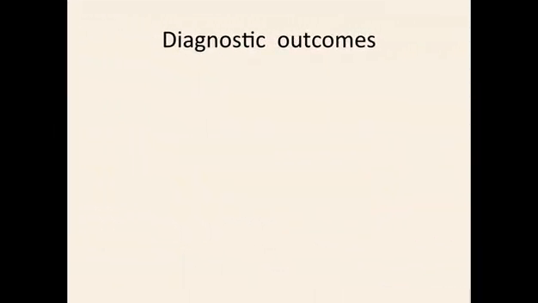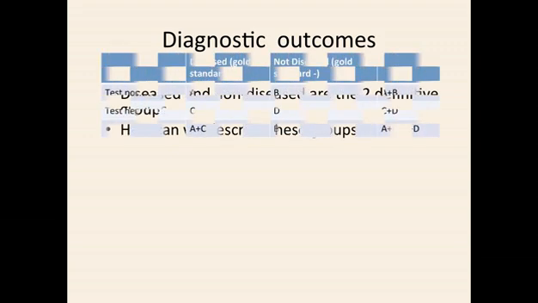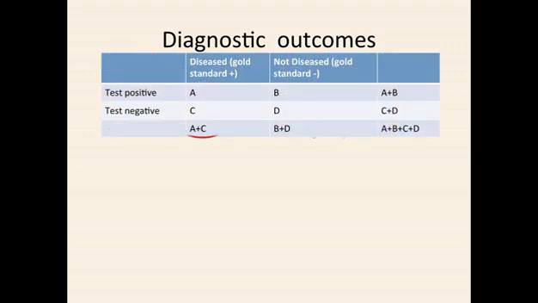In a diagnostic study, even before the results of the new test are known, there are two definitive groups at the outset. These are the depressed and the non-depressed groups, classified on the basis of gold standard test. How can we describe the characteristics of these groups on the basis of the test results? In this table, A plus C subjects are depressed. Of this, A test positive.